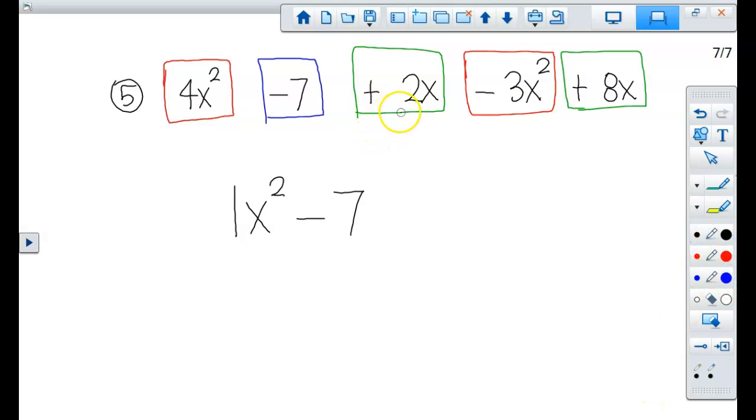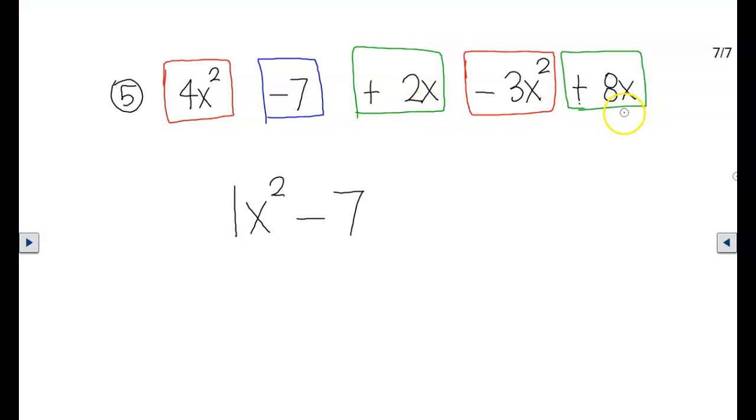It says to do a positive 2 plus 8, which is positive 10. So we're going to put plus because it's positive and then our 10. And the last name was x, so we reattach that. So x squared minus 7 plus 10x.